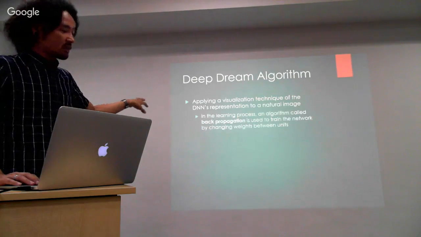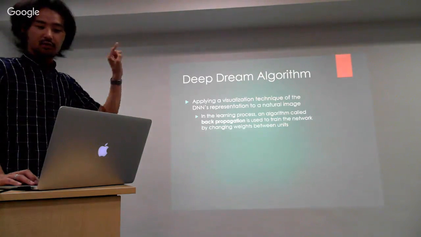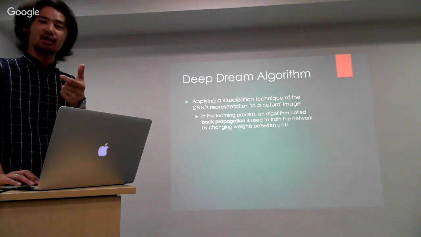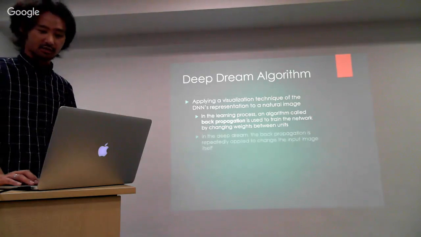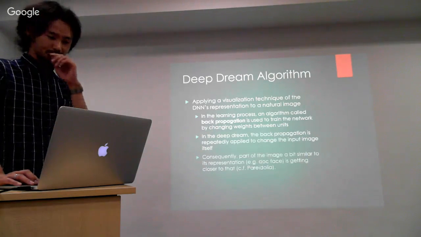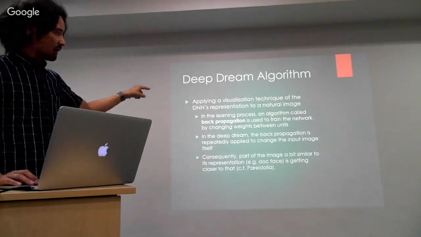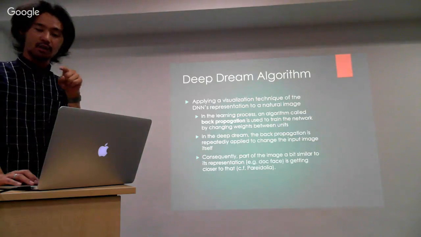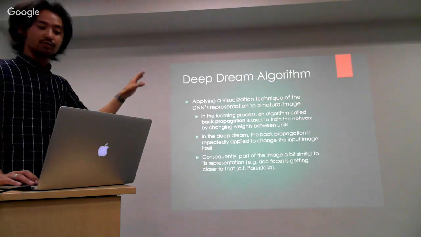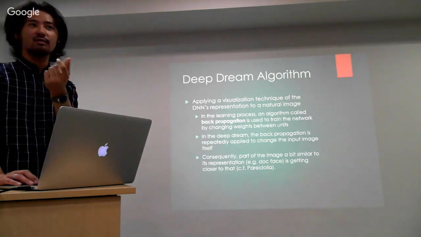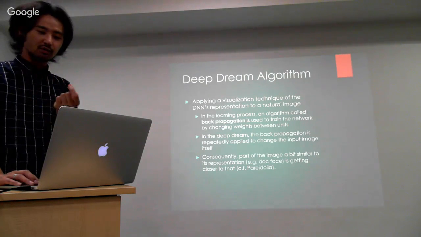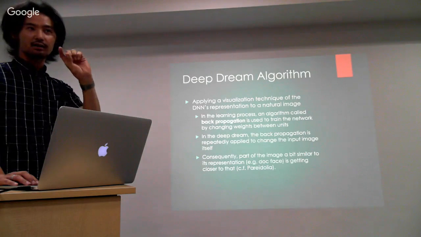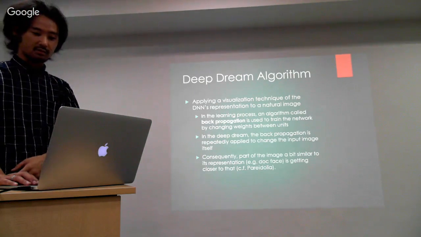Deep dream is similar to this visualization technique, but just uses a natural image as an input, so it actually turns an arbitrary image with this visualization method. In the learning process, a deep neural network normally uses the error backpropagation method to train the weights between the neurons. But in deep dream, they just fix these weights, and instead they actually change the input image itself.